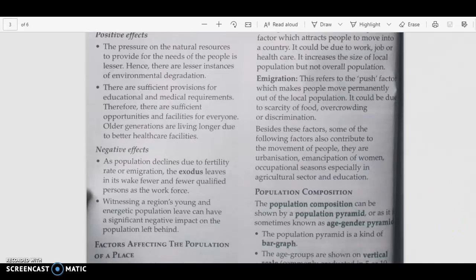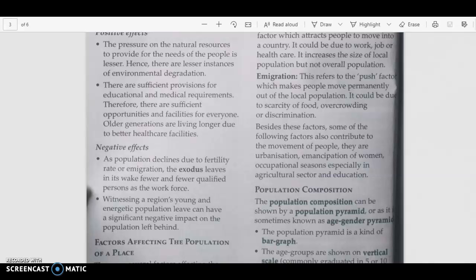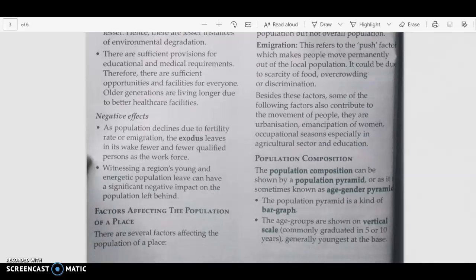Next, let us come to the negative effects of underpopulation. As population declines due to lack of fertility rate, or immigration, that is people moving from one place to another, the exodus leaves in its wake fewer and fewer qualified persons as the workforce. Now, exodus means people who are leaving. When people move from one country to another, it is basically those people who are highly educated who can get jobs in other countries. That is why they move. So what is left behind? The people left behind are mostly uneducated, unqualified, and therefore they cannot provide benefit to the country in which they live.